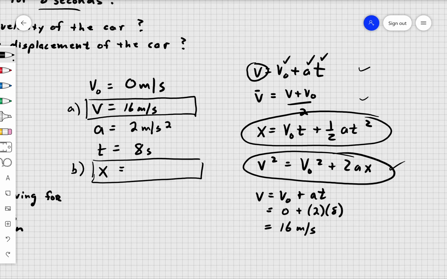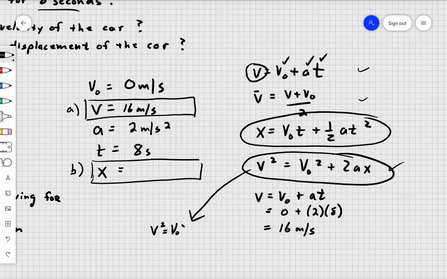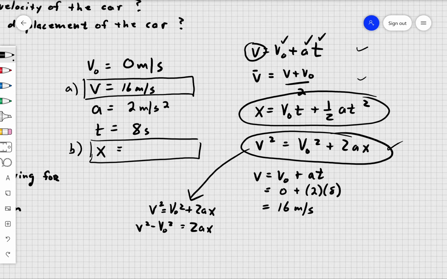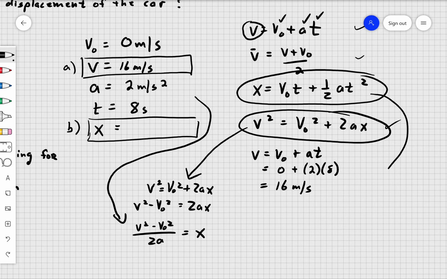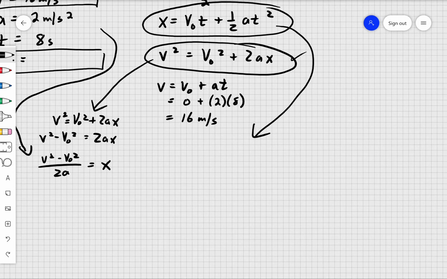We could take this equation and manipulate it to solve for x. V squared is v naught squared plus 2ax. V squared minus v naught squared is 2ax. And dividing by the 2a, v squared minus v naught squared over 2a. Now I can substitute these variables into this equation and solve for x. Or I could simply use the quadratic. It's already set up to solve for displacement.